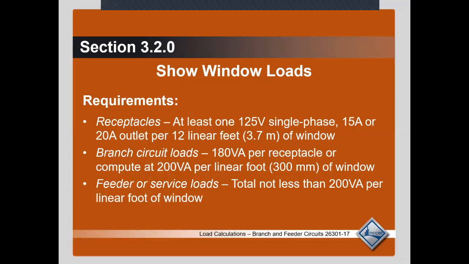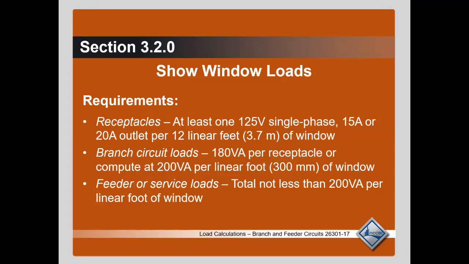Show window loads, receptacles are at least 125 volt, single phase, 15 amp or 20 amp outlet per 12 lineal feet of window. Branch circuits shall be 180 watts or volt amps per receptacle, or compute at 200 volt amps per lineal foot of window. Feeder or service loads, total not less than 200 volt amps per lineal foot of window.